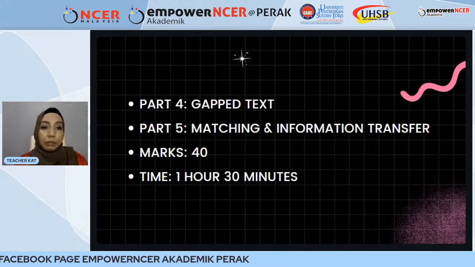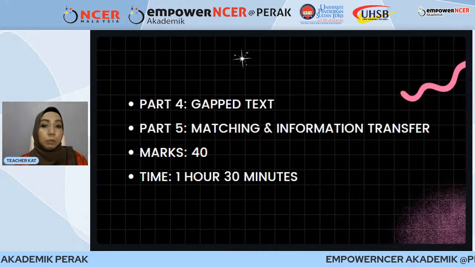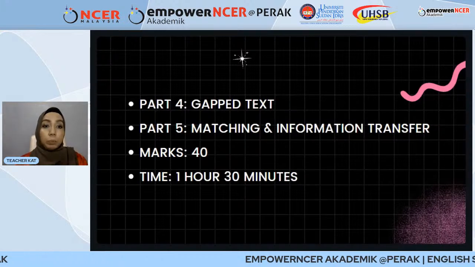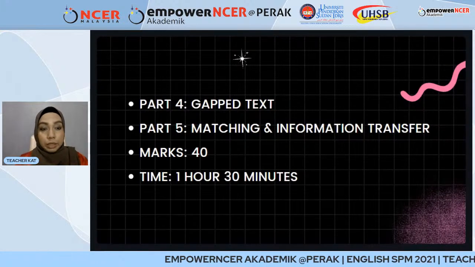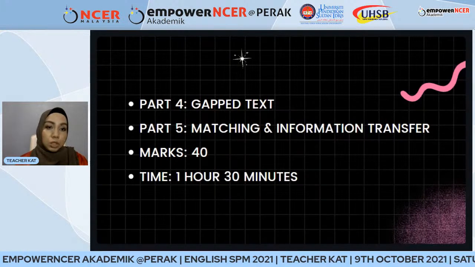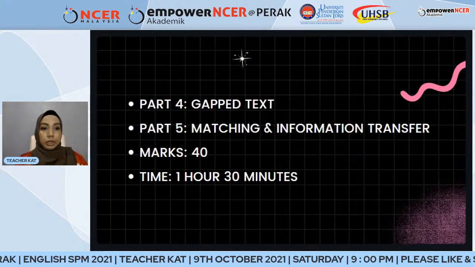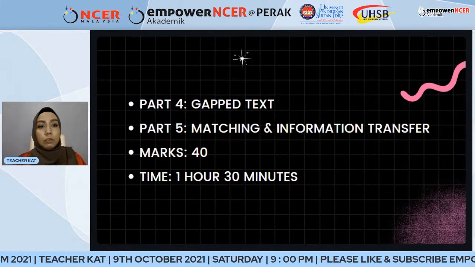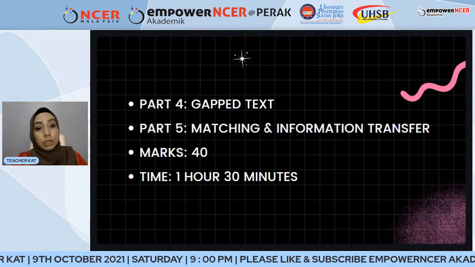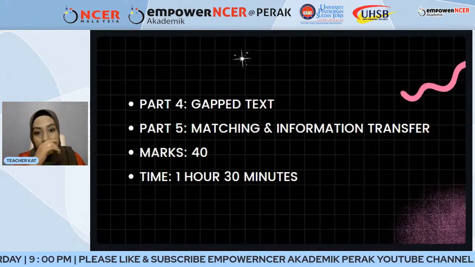Okay, part five is the last part of the paper. It is matching and information transfer. So you have two parts to answer here. The first one is matching, and the second one is the information transfer. Both will be based on the same text. Full marks for this paper is 40, and the time allocated is 1 hour and 30 minutes.